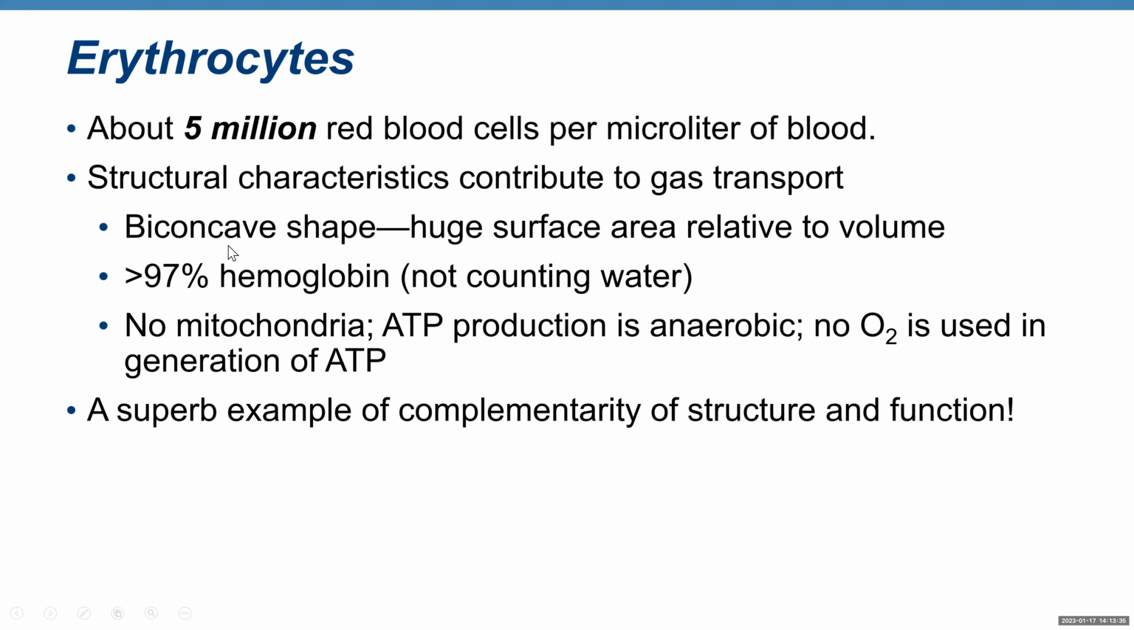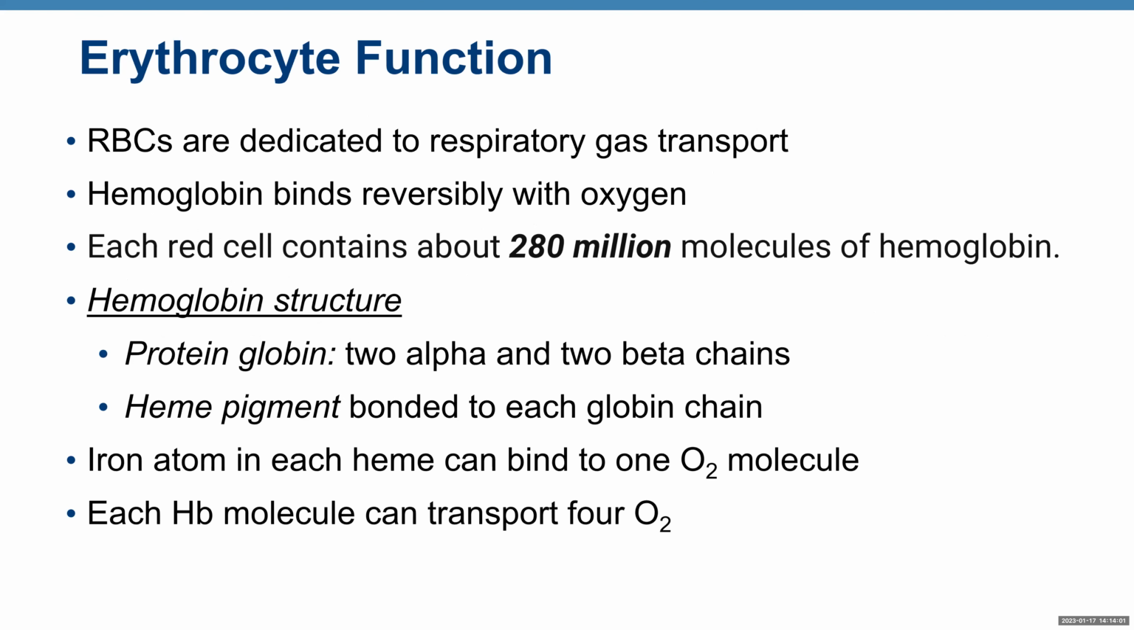Biconcave shape gives a huge surface area relative to volume. More than 97% is hemoglobin, not counting water. No mitochondria. ATP production is anaerobic, with no use of oxygen in generation of ATP. A superb example of complementarity of structure and function. RBCs are dedicated to respiratory gas transport.